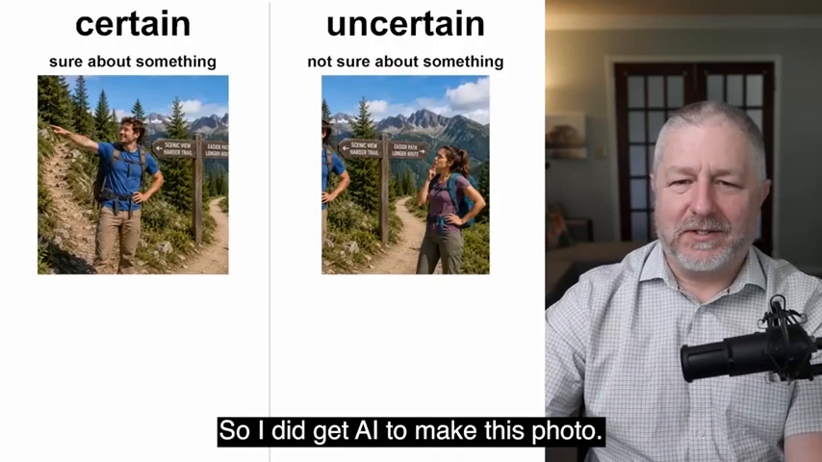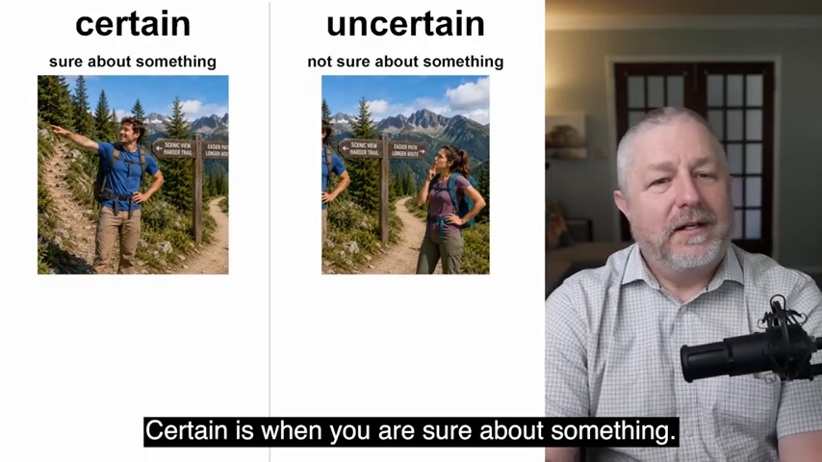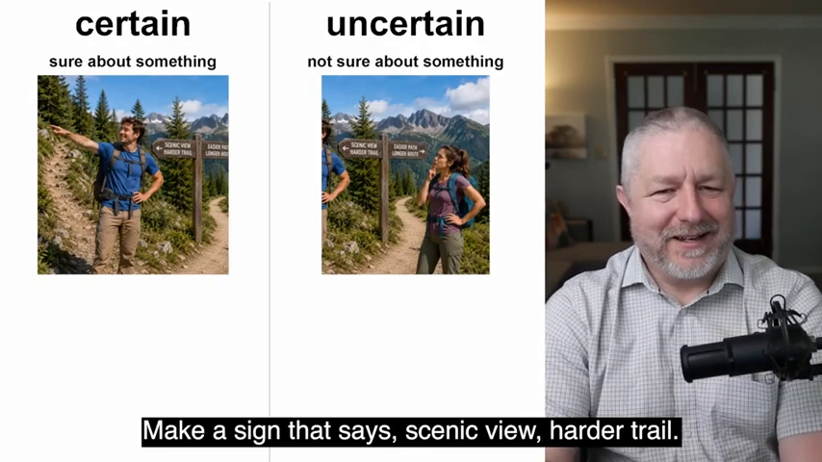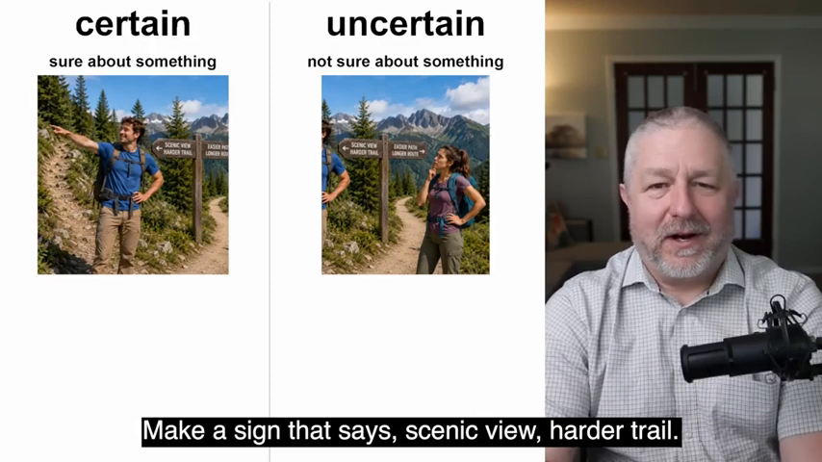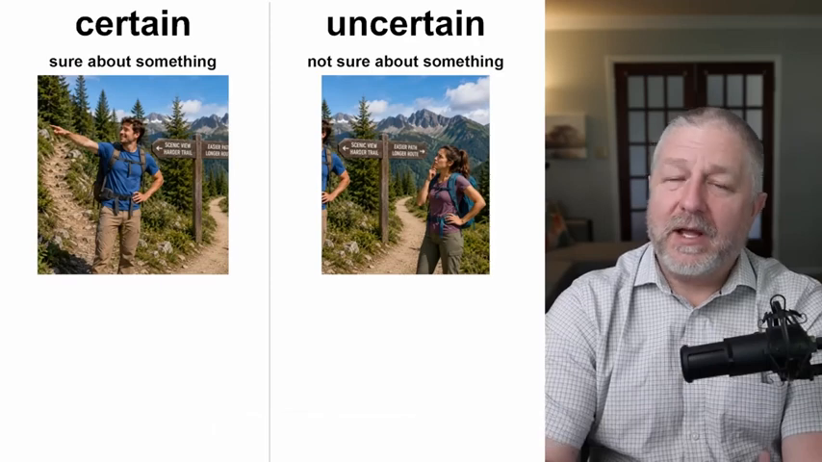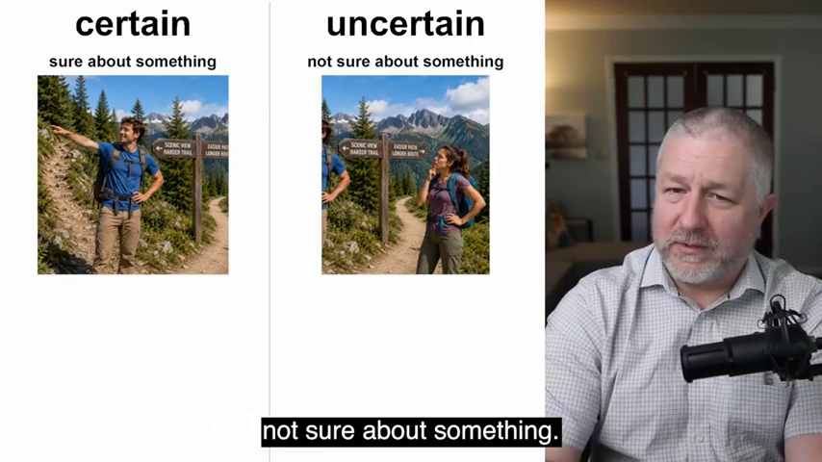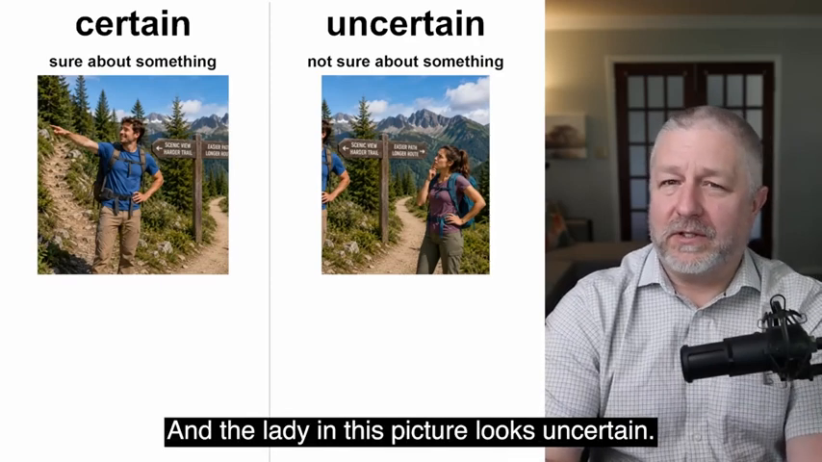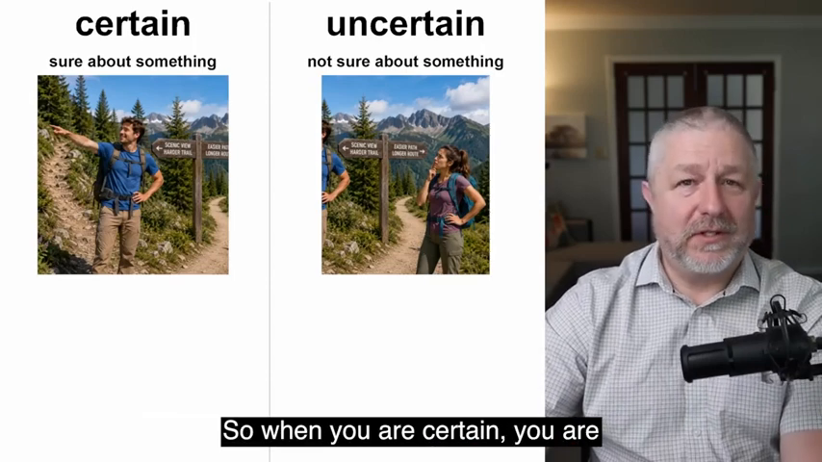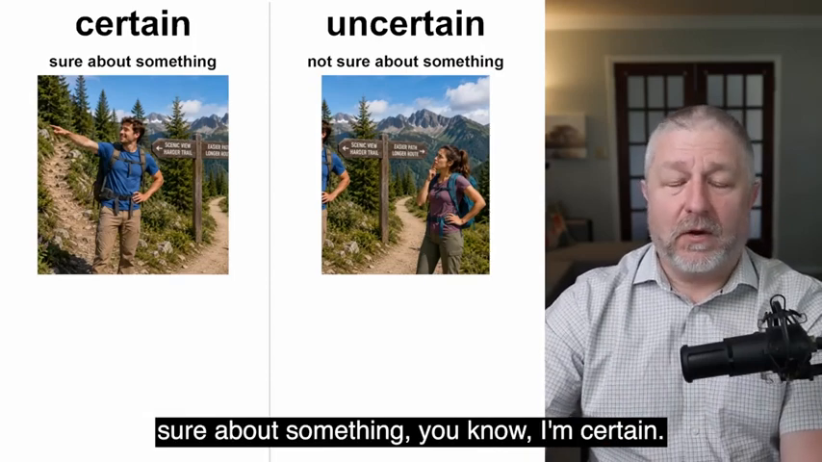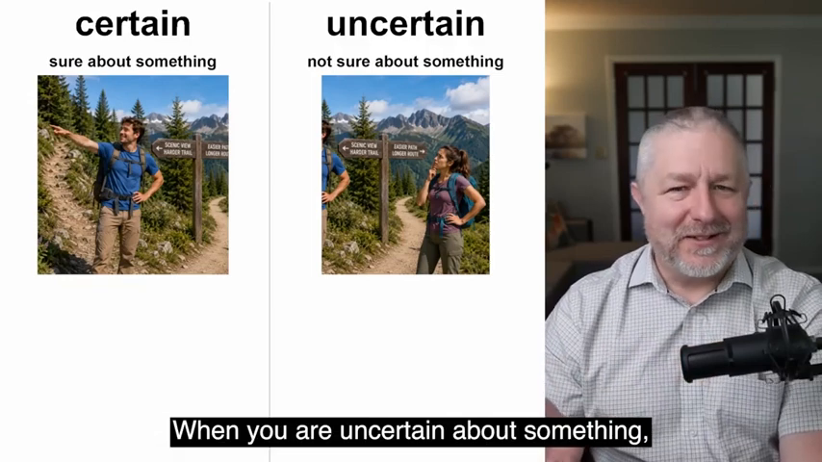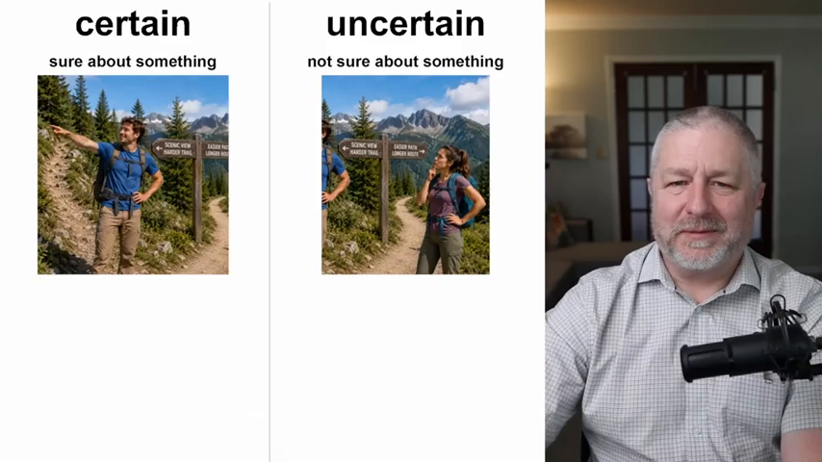Certain and uncertain. So I did get AI to make this photo. Certain is when you are sure about something. And I had it make a sign that says, scenic view, harder trail. And this guy, under the word certain, looks pretty positive. Uncertain, though, means you are not sure about something. And the lady in this picture looks uncertain. She's not sure she wants to do the harder trail. So when you are certain, you are sure about something. You know, I'm certain my name is Bob. It's not Bib. When you are uncertain about something, you're not sure about something.